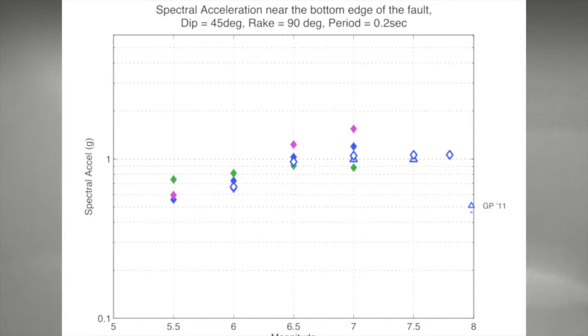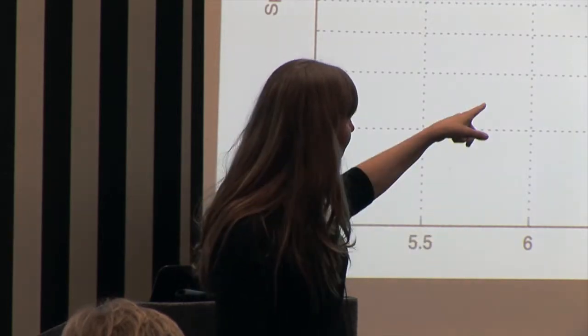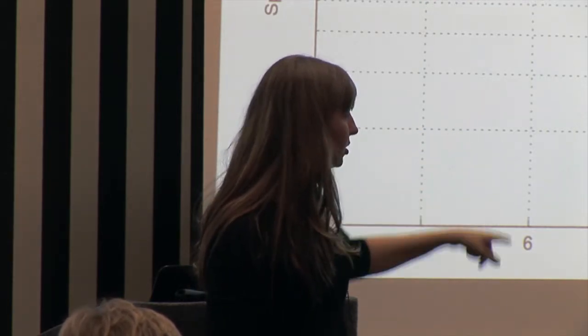And what we found was that for the 7.5 and the 7.8, it actually turned out to be just about the same spectral acceleration at that point. The Graves and Pitarka 11, which allowed a longer width as it rotated down, had a slightly lower spectral acceleration. That's what you can see from the 7.5.